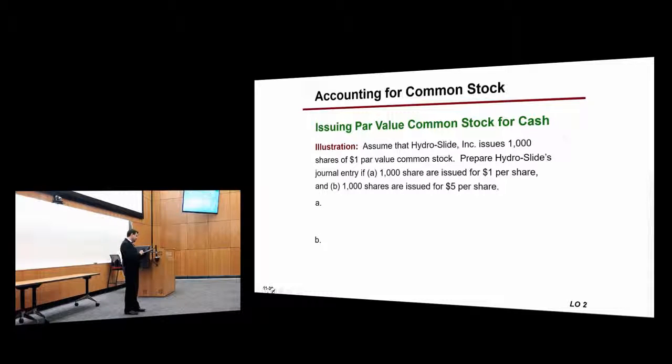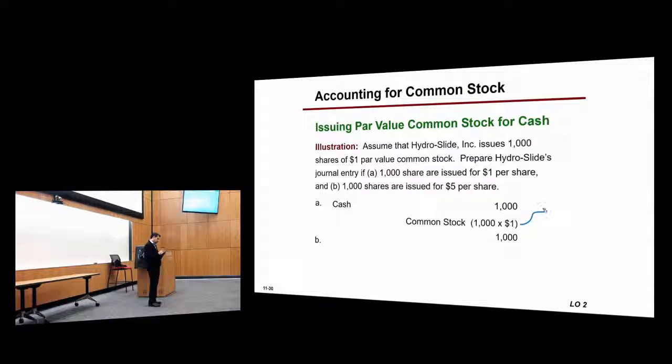Cash will be debited 1,000. Common stock will be credited. If it is a par value common stock, it will be credited every time at par value. So in this case, common stock will be credited 1,000. This is par value.